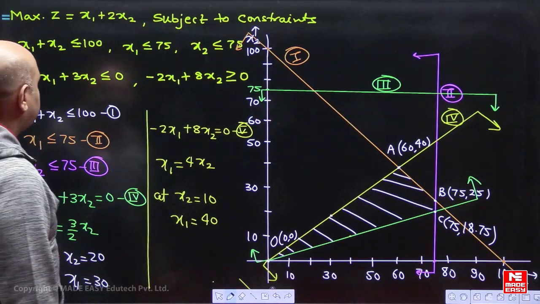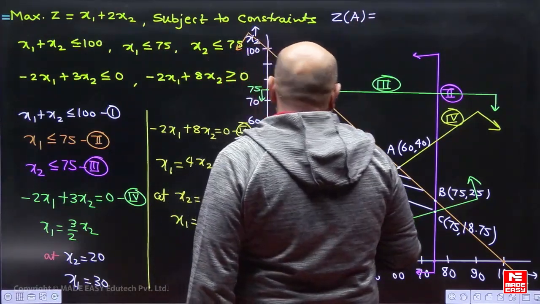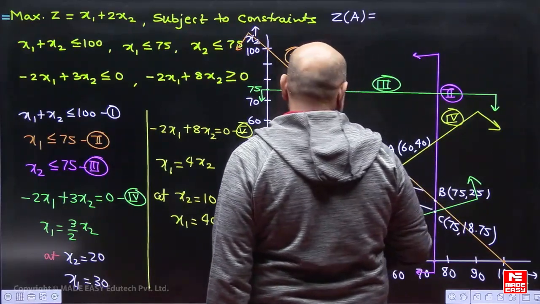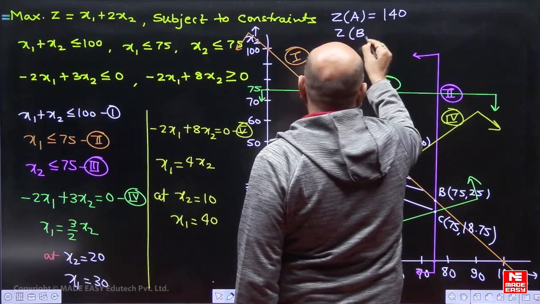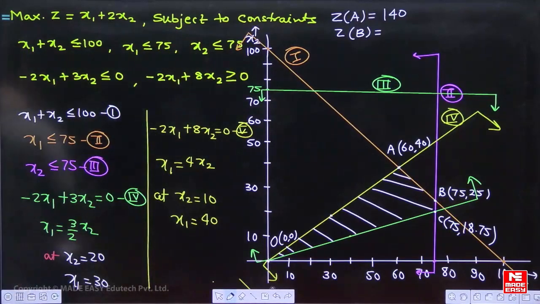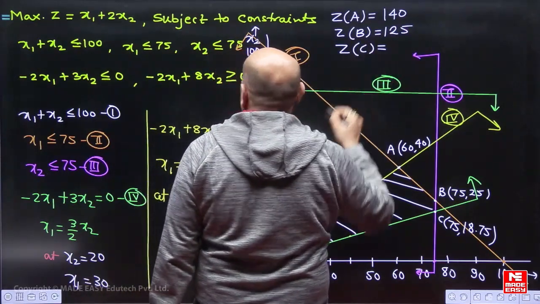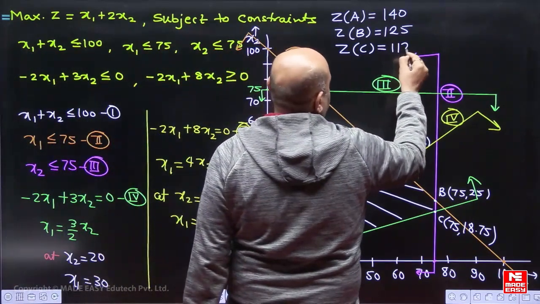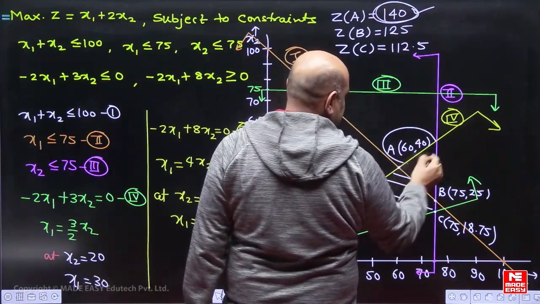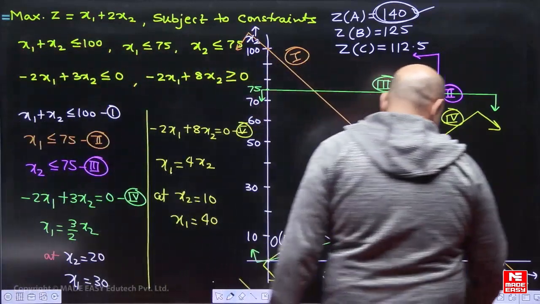Now we'll put the values of the corner points in the objective function to see Z at A: 60 plus 80, 140. Z at B: 75 plus 50, so 125. And Z at C: 75 plus that will be 112.5. See, the maximum value we are getting is at point A. The point A will give our final optimum solution. This point is giving the maximum value, and the maximum value is 140. So that will be our answer here for the question.